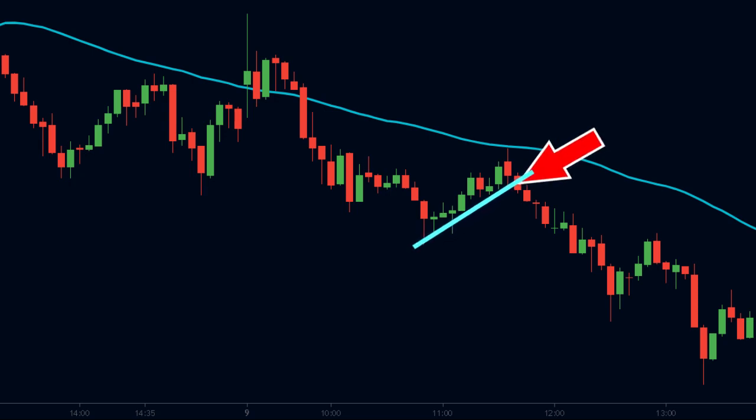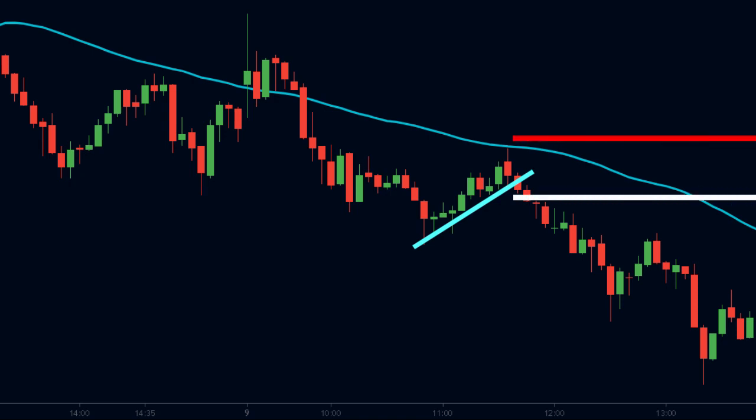This candle breaks the trend line and hence we place a short trade below the low of this candle. We keep our stops above the moving average, and we keep our targets at 1:1.5 risk to reward ratio. As you can see, this trade generated profits.